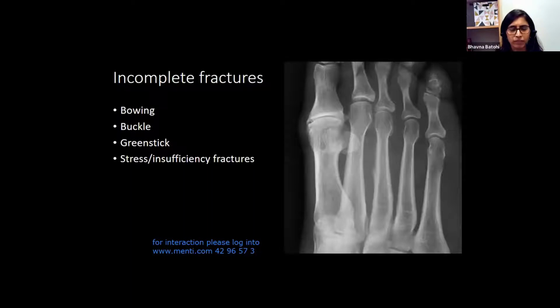Finally, another type of incomplete fracture that we see, this time in adults, is a stress fracture or an insufficiency fracture, which is the result of excess load or stress on normal bone. And that appears as an area of periosteal reaction or cortical thickening in more chronic cases. These commonly occur in the metatarsals, but on occasion, the medial aspect of the proximal femur is another common location for this sort of injury.